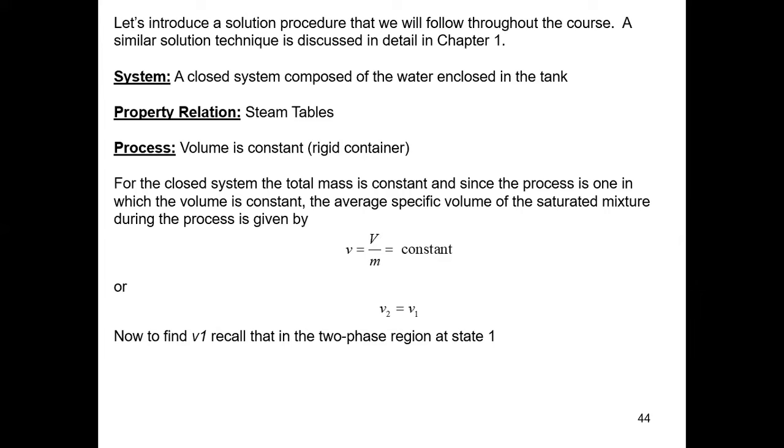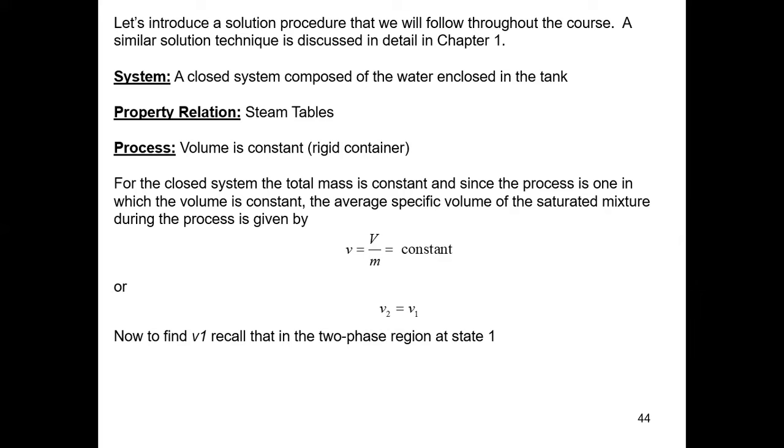Okay. System is a closed system composed of water enclosed in the tank, property relations, steam tables, process volume is constant, rigid container. For the closed system, the total mass is constant, and since the volume is constant, the average specific volume of the saturated mixture during the process is small v, which is capital V divided by m, constant, or v2 is equal to v1.